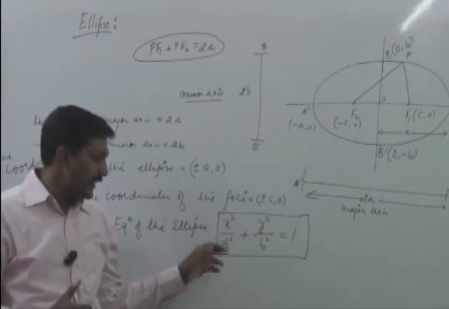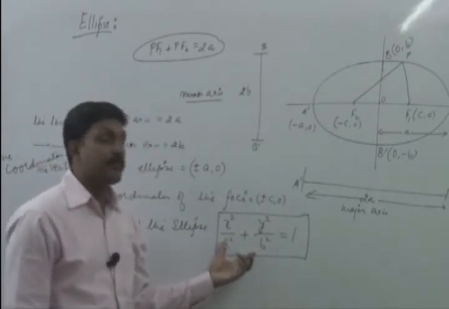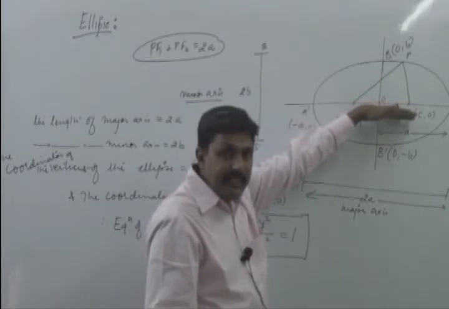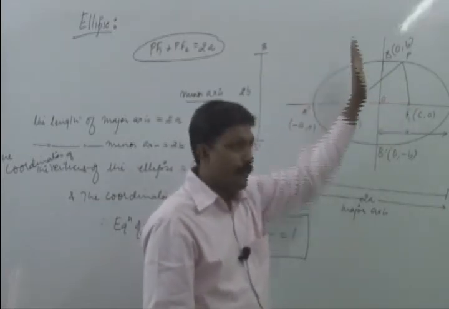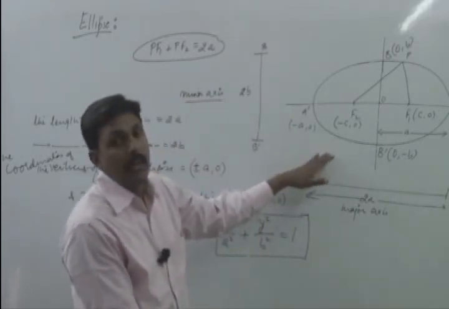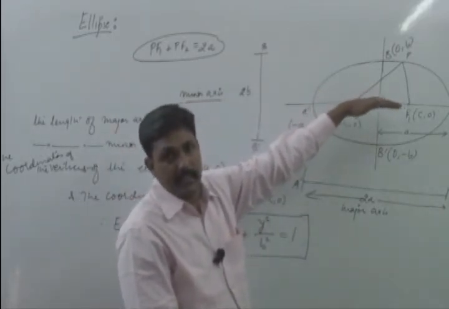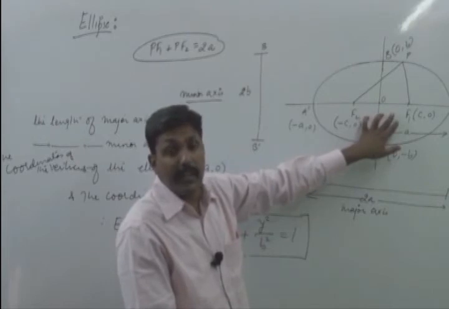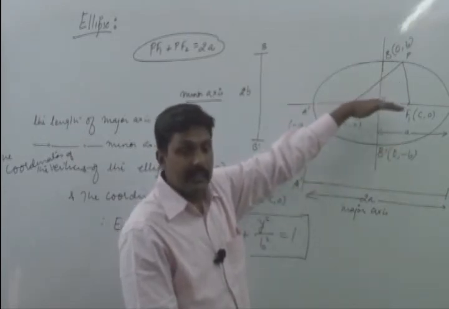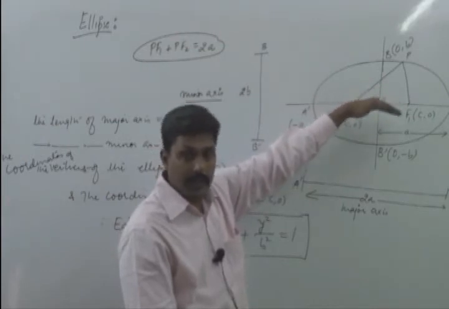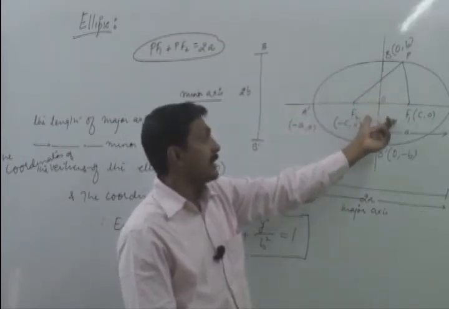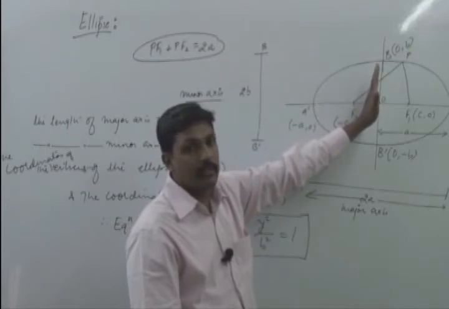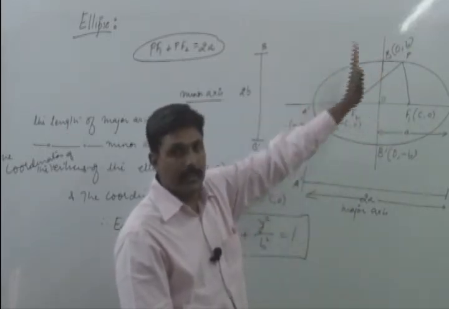Remember, in this case, there are two types of ellipse. One whose axis is on the x-axis and one whose axis is on the y-axis. So this is the ellipse whose axis is on the x-axis. How do we know that the axis is on the x-axis? Because of the foci. If the foci lie on the x-axis, then the axis of the ellipse is on the x-axis. If foci are lying on the y-axis, then we say that the axis of this ellipse is on the y-axis.